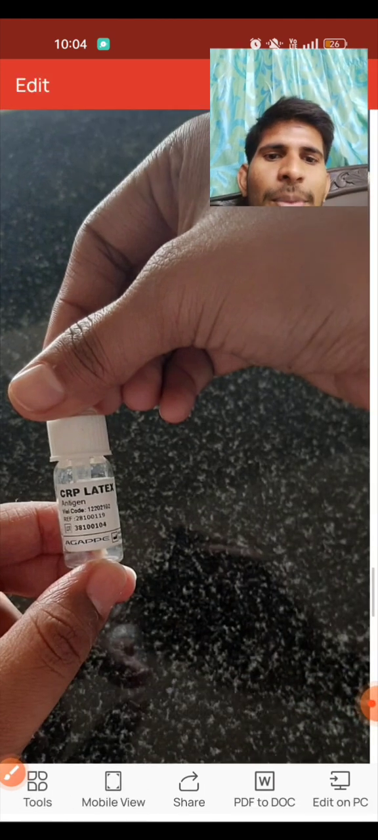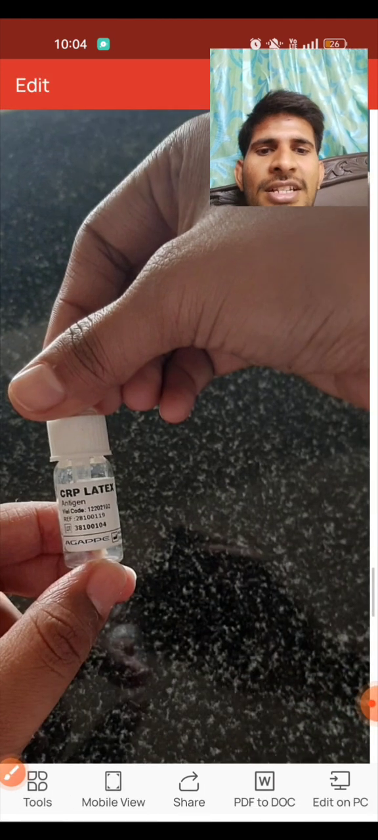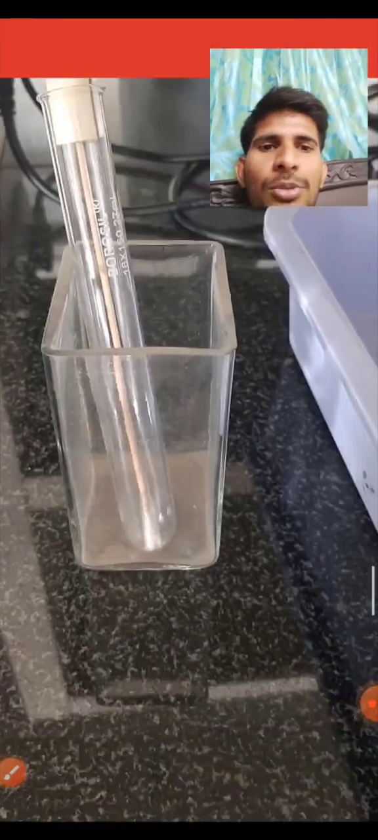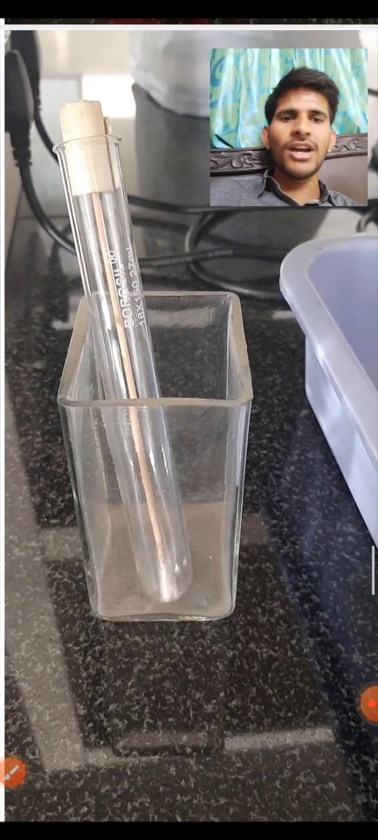This is a CRP, C-reactive protein. C means carbohydrate, C-reactive protein. This is also a sterile swab. They are sterile, from the laboratories.